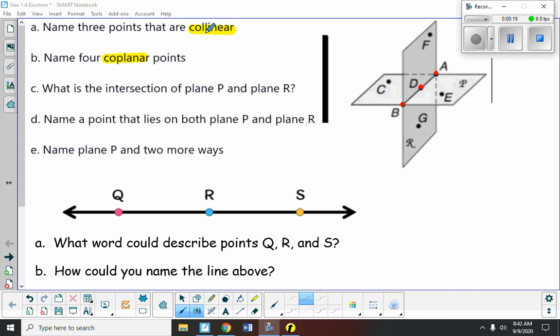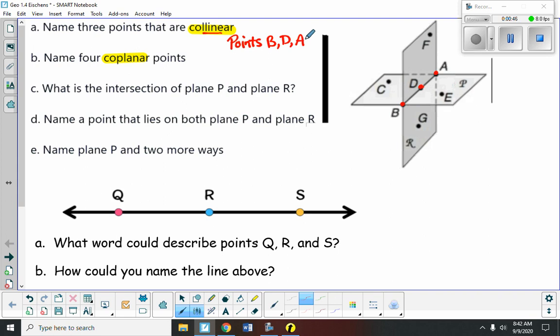Now, collinear, remember the word line is in the middle. That means points that are on the same line. And we're going to look at this figure right here. And the points B, D, and A are all in a line, and we know that because there's a line drawn through there. And so I will write points B, D, and A. And remember, when we name points, we use capital letters.